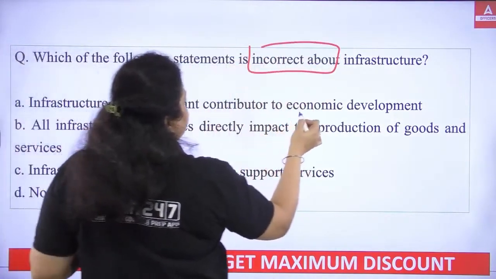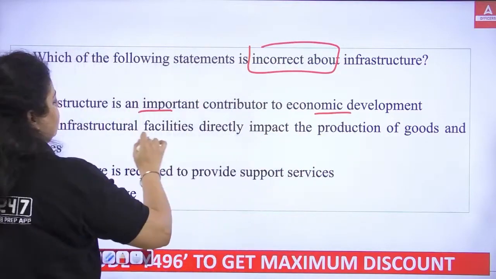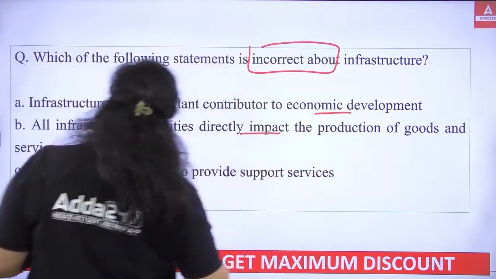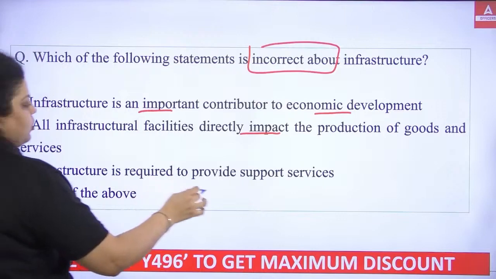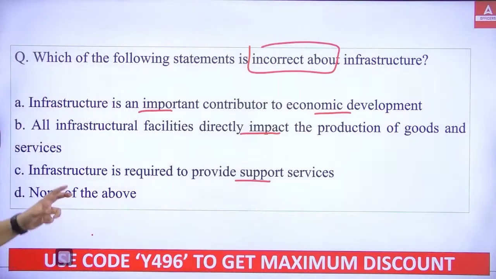Infrastructure is an important contributor to economic development. All infrastructure facilities directly impact the production of goods and services. Infrastructure is required to provide support services, or next is none of the above. So which of the following do you think is not a correct statement?